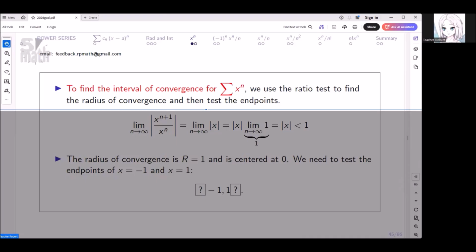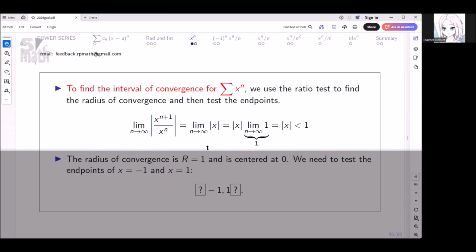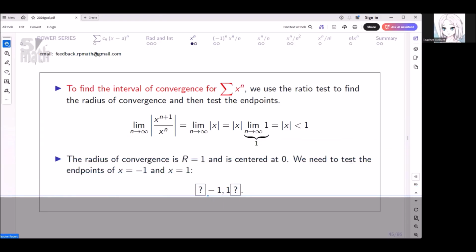To find the interval of convergence of the series x to the power n, we use the ratio test to find the radius of convergence and then test the endpoints. We have the following. The radius of convergence is R equals 1 and is centered at 0. We need to test the endpoints of x equals -1 and x equals 1. Here.